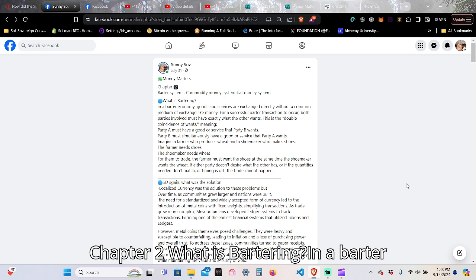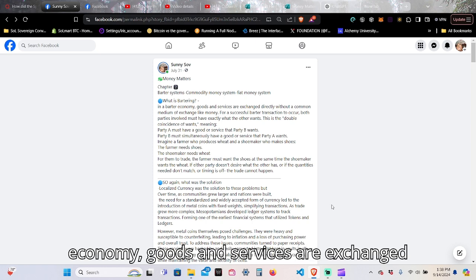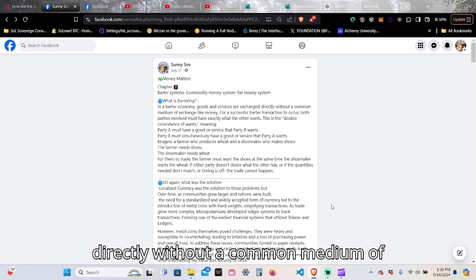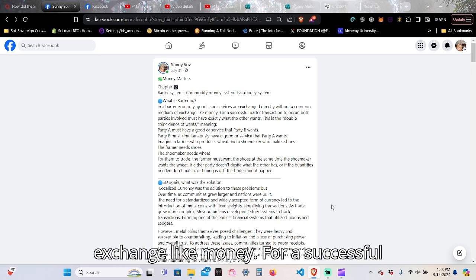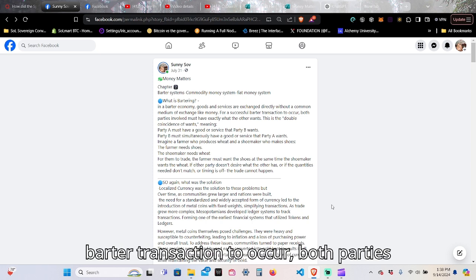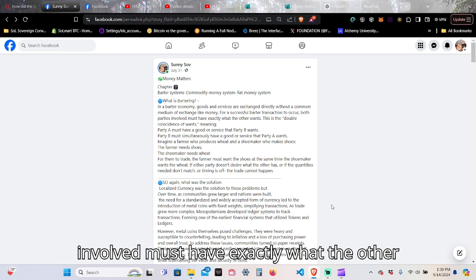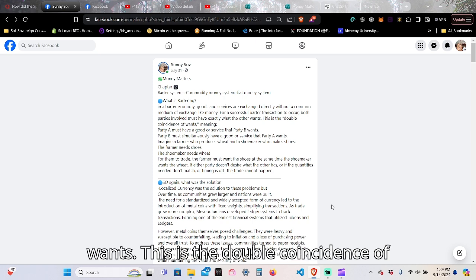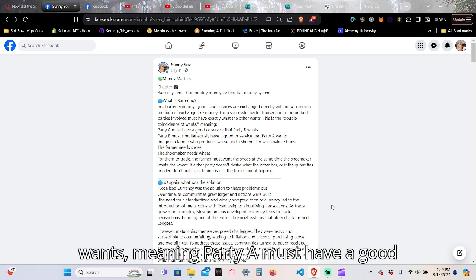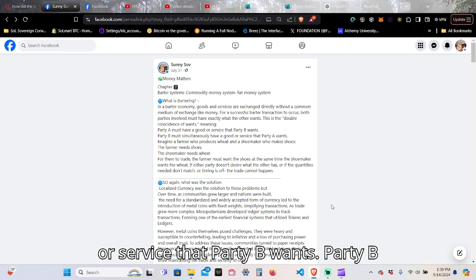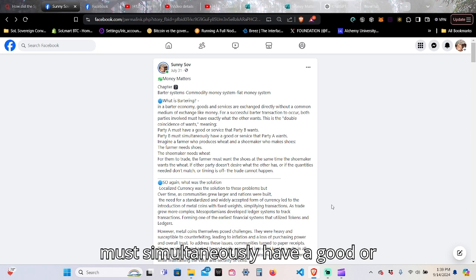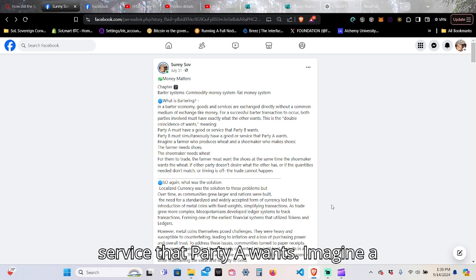Chapter 2. What is bartering? In a barter economy, goods and services are exchanged directly without a common medium of exchange like money. For a successful barter transaction to occur, both parties involved must have exactly what the other wants. This is the double coincidence of wants, meaning party A must have a good or service that party B wants, and party B must simultaneously have a good or service that party A wants.